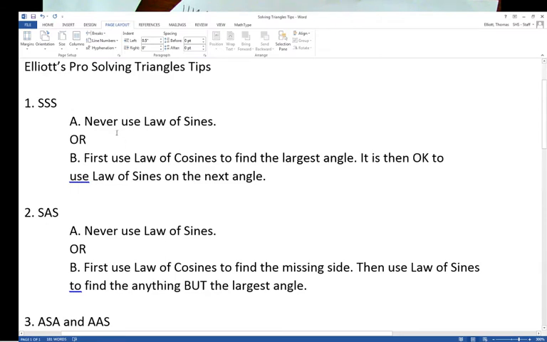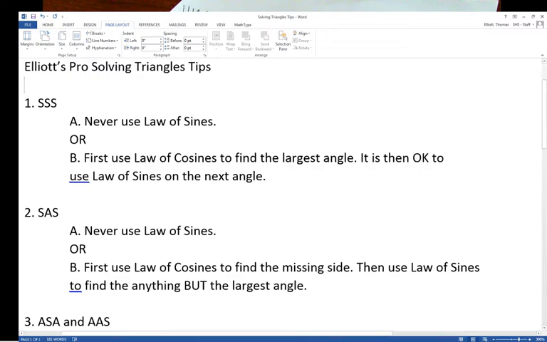Side. If you never use law of sines, there will never be a problem. But law of sines is so much easier to use. First, another hint: if you first use law of cosines to find the largest angle, it is then okay to use law of sines on the next angle. This advice is how I go about solving these problems, because you're going to have to use law of cosines once, but if you use it once to find the largest angle, you're good to go for the rest of the problem. What happens if you don't follow Elliot's advice?